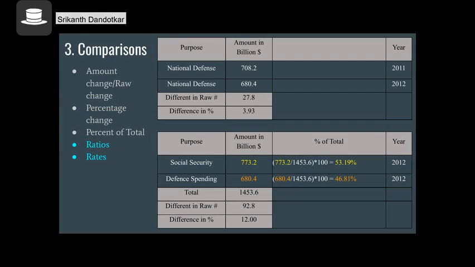So when you're comparing a quantitative variable across different groups or different categories of another variable, you can talk about it in terms of the change in raw numbers. I call that amount change or raw change. Or you can talk about the change in percentage or difference in percentage. And you can also talk about percent total, and we'll talk about these three things in this slide.